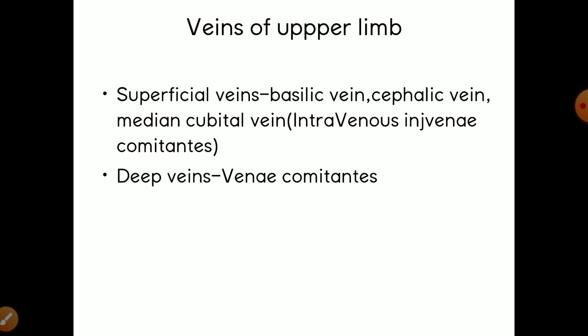The median cubital vein is connected to the deep veins by a perforator vein. The perforator vein fixes the median cubital vein and thus makes it ideal for intravenous injections, also for withdrawing blood for biochemical and pathological studies and for withdrawing blood from donors. The deep veins accompany the arteries. They are arranged as venae comitantes.